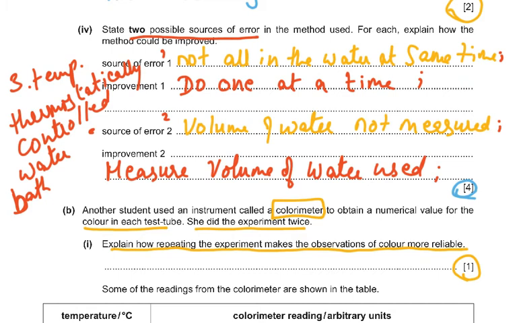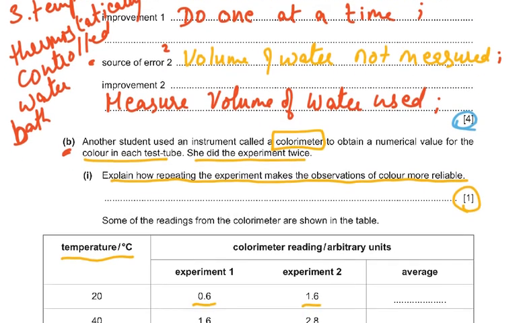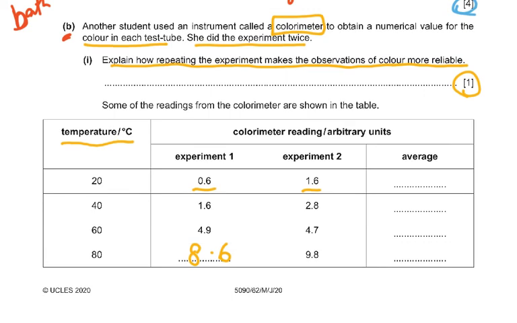Now coming on to the B part of the question, another student used an instrument called a colorimeter to obtain a numerical value for the color in each test tube. She did the experiment twice.